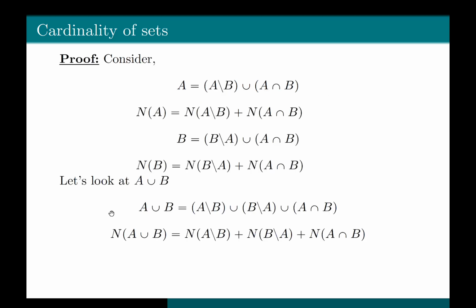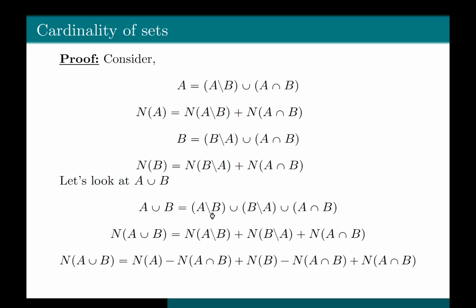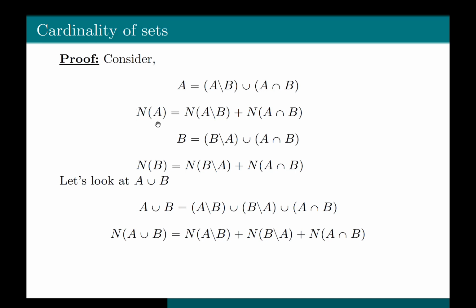Okay, but what do we have so far in our formula? We have that cardinality of A union B is equal to cardinality of A minus B plus cardinality of B minus A plus cardinality of A intersection B. So let's see what is the value of cardinality of A minus B. If we go back to this equation, which is cardinality of A is equal to cardinality of A minus B plus cardinality of A intersection B, from this equation we have that cardinality of A minus B is equal to cardinality of A minus cardinality of A intersection B. So we can write the value of cardinality of A minus B over here as cardinality of A minus cardinality of A intersection B.